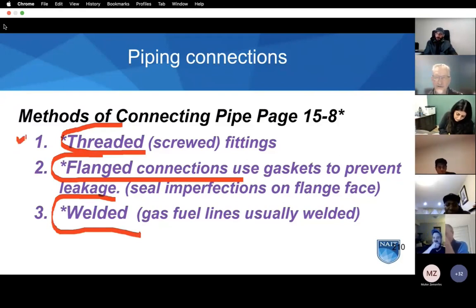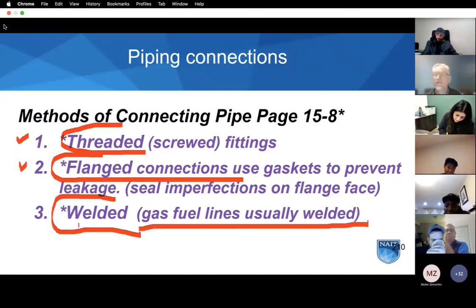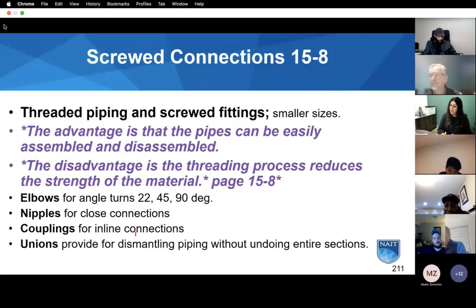Flanges and threaded are somewhat popular because we can actually take it apart. Piping will often need to be taken apart. But if we have something like a gas fuel line where we must not have leaks or minimum amount of leaks, we're going to weld things together and ensure that it's all tightly joined on a permanent basis.